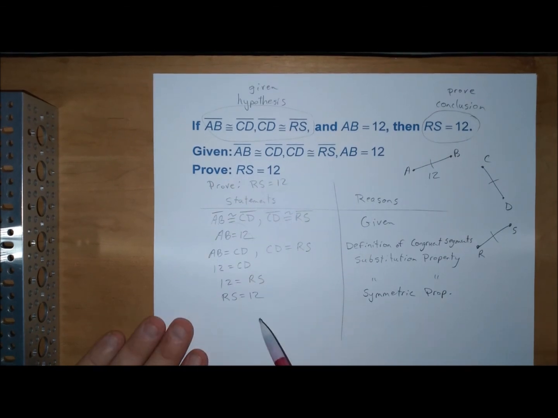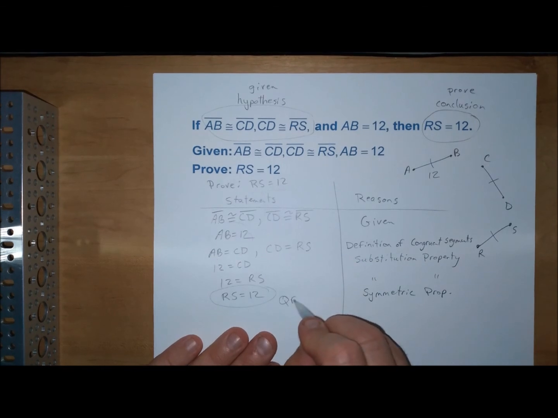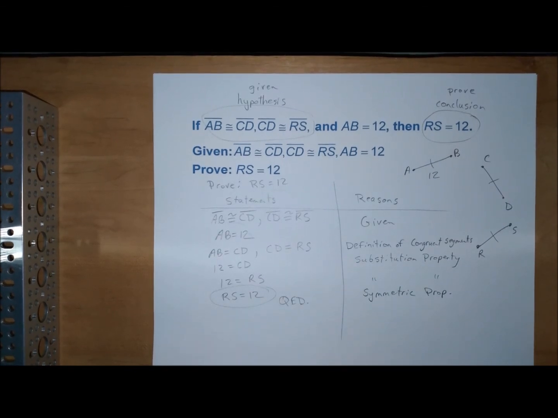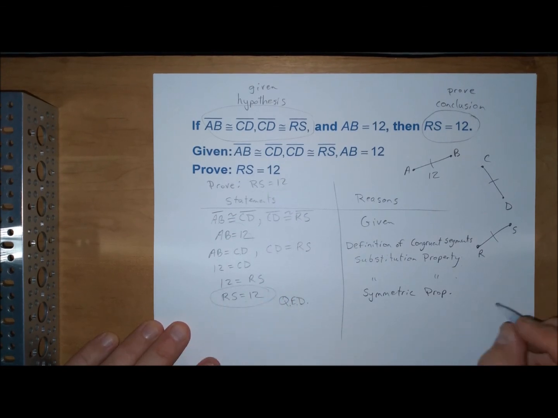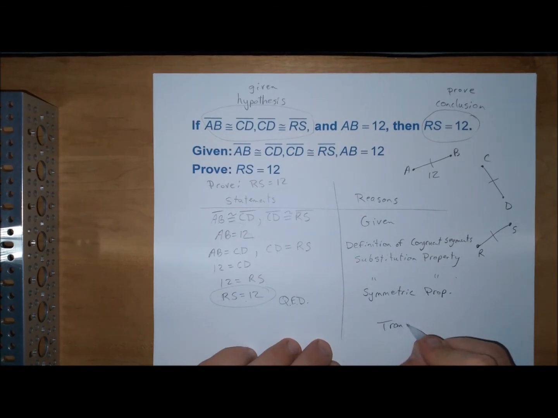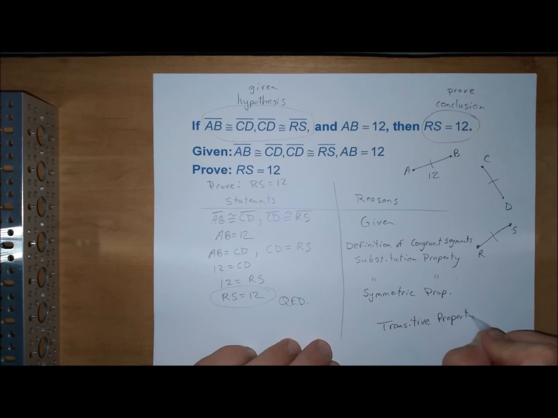And can I go ahead and say QED? Absolutely. Now, one thing you might have recognized is, hold on, Mr. Rogers, why use two substitutions when you could have said if AB equals CD and CD equals RS and AB equals 12, why couldn't I just say RS equals 12 using the transitive property of equality? Yes, you could use that. Instead of using two substitutions, you can use that transitive property.